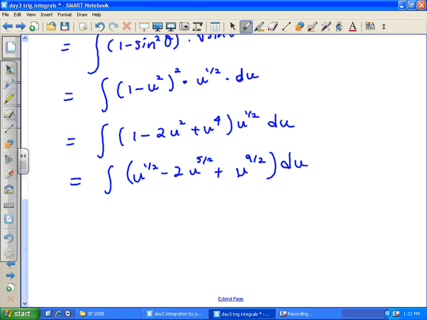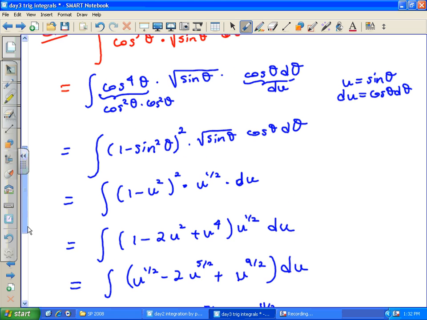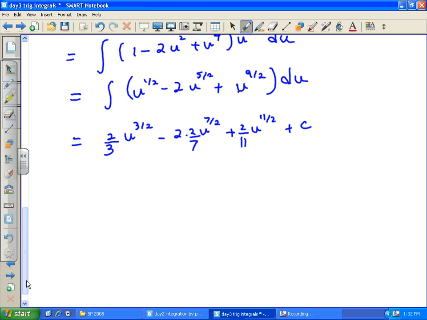Now let's integrate it. So we get u to the 3/2 over 3/2, which is the same as times 2/3. U to the 7/2 over 7/2, or times 2/7. U to the 11/2 over 11/2, or times 2/11. And all I have to do now is what? Plug in u, and what was my u? It's been so long I forgot. U was sine theta. So let's go back and put u equals sine theta.